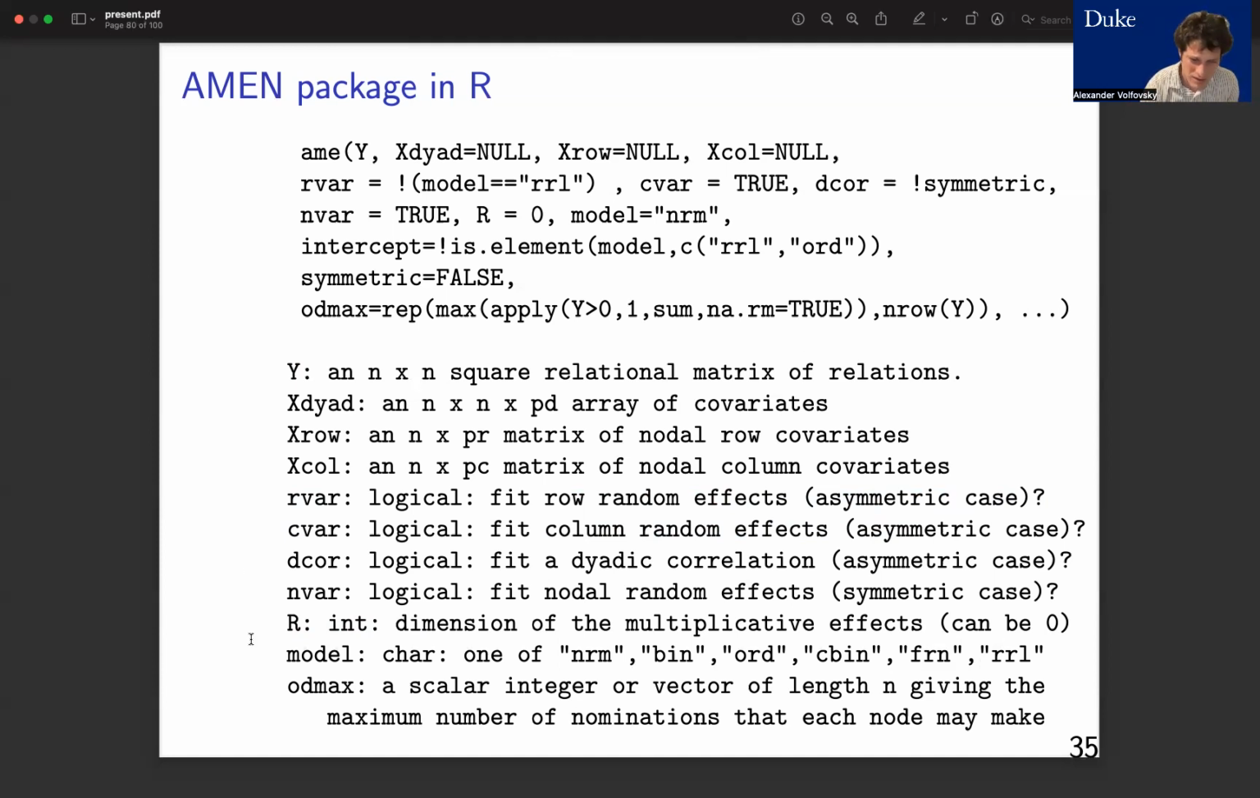So the main takeaway here is if you install this package and you have some dyadic data and you have some predictors and you want to introduce some kind of latent effects, either additive or multiplicative, this will allow you to do that.